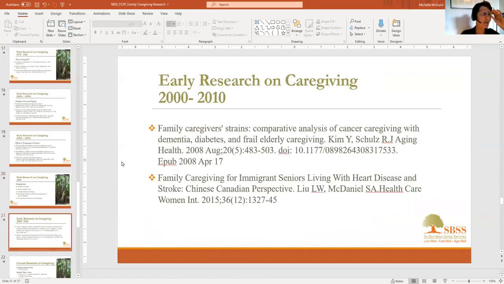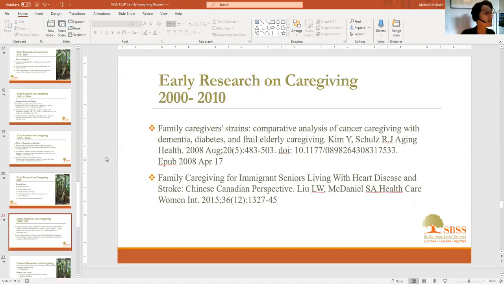So I just threw in some titles since I'm so fond of that in this presentation. Again, showing the complexity. 2000, 2010: family caregiver strains, comparative analysis of cancer caregiving with dementia, diabetes, and frail elderly caregiving. I like this one. Family caregiving for immigrant seniors living with heart disease and stroke: Chinese Canadian perspective. That's pretty detailed and pretty creative and complex, I think.